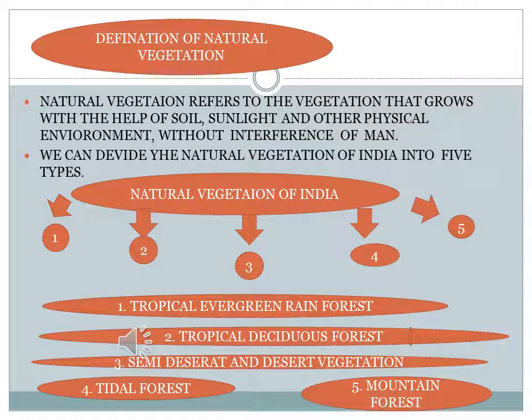We can divide the natural vegetation of India into 5 types: tropical evergreen rainforest, tropical deciduous forest, semi-desert and desert vegetation, tidal forest and mountain forest.